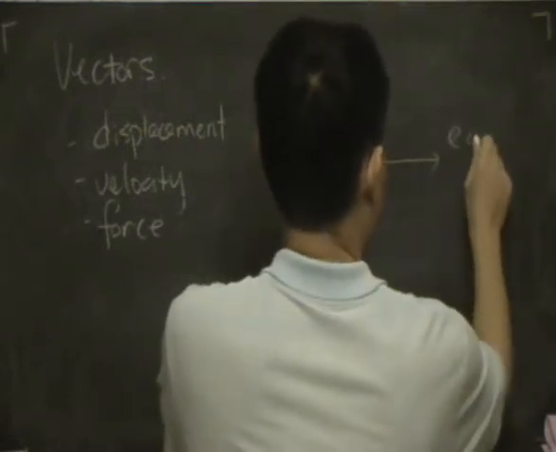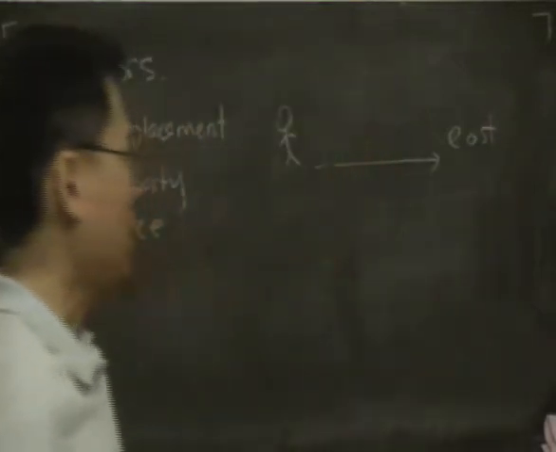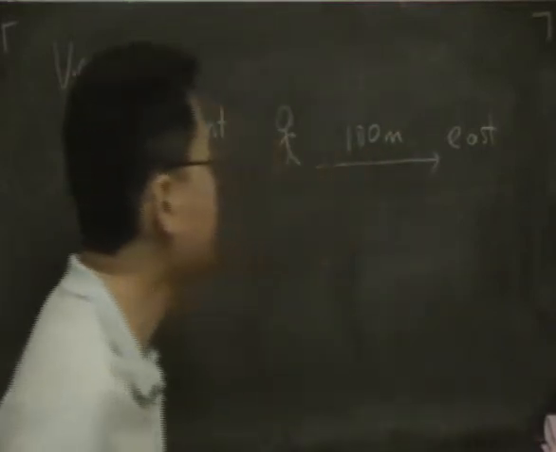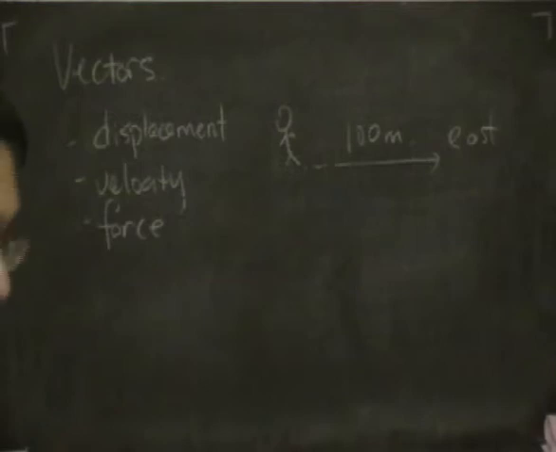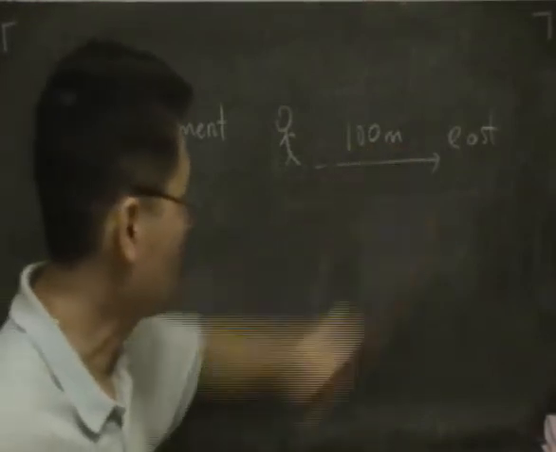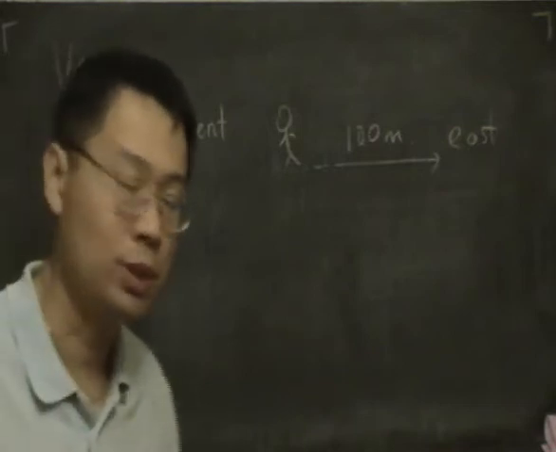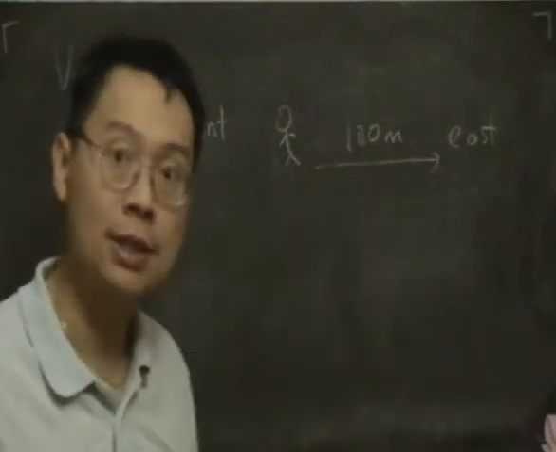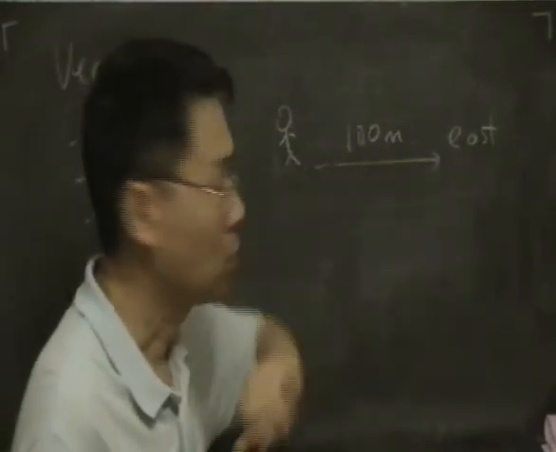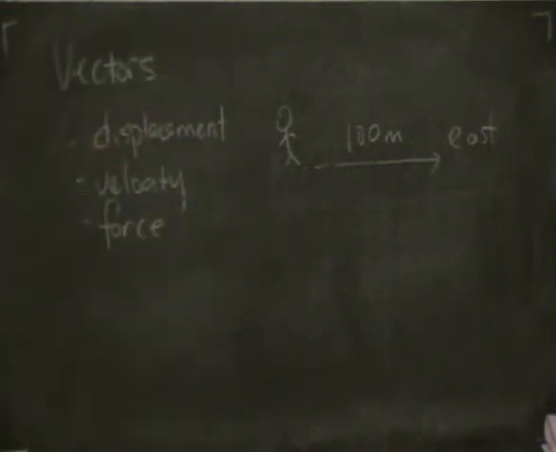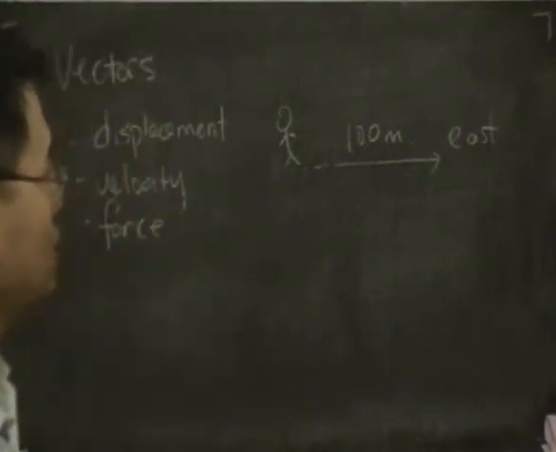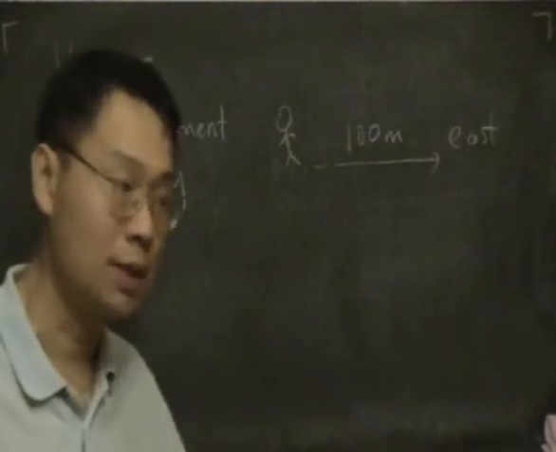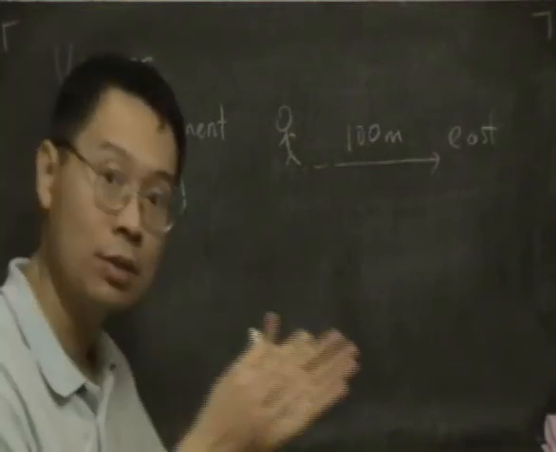Alright, that's the east. And he walks for 100 meters. So that's a vector. That's his displacement. But we can represent this vector by saying that it is 100 meters and it is towards the east. So that's one way to represent a vector. And that's quite a lot of things to say. He walks for 100 meters and he's going towards the east.